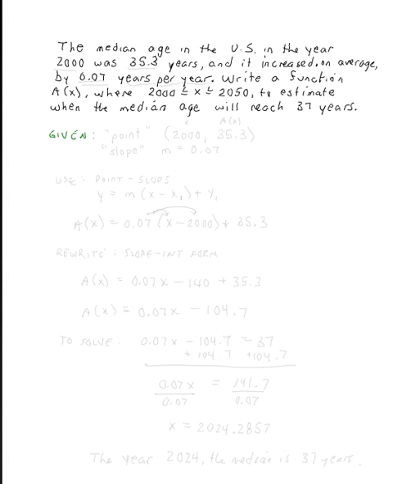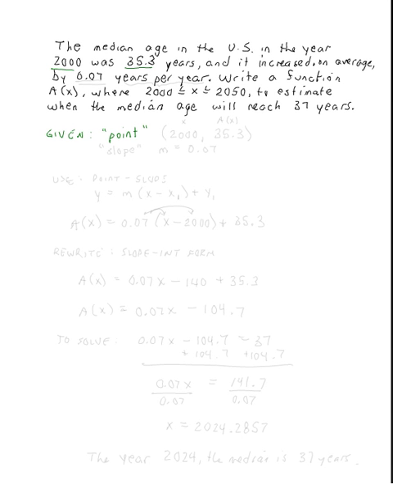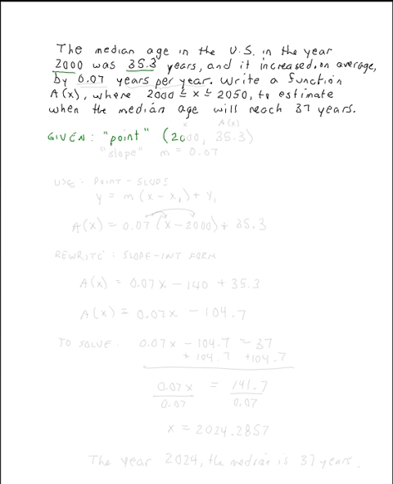I have two things. They told me that in the year 2000, the median age was 35.3 years. So what they've given us here is an initial value, a point. X is the year 2000. Our y, or in this case, A of x we'll call it, is the median age, 35.3 years.